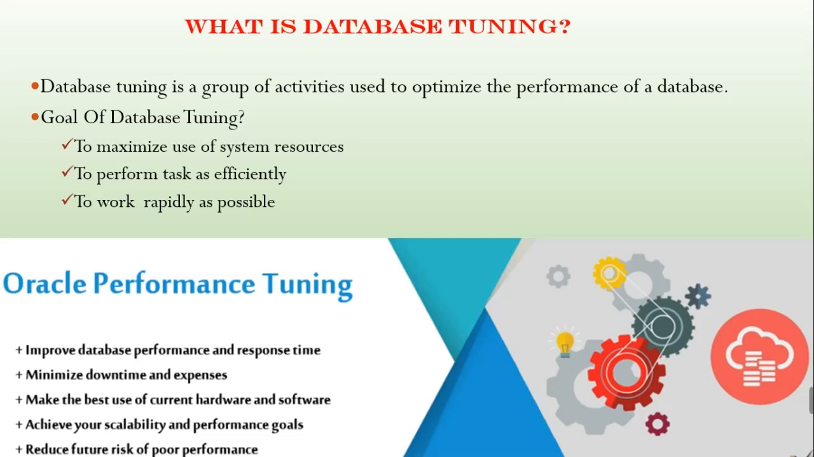What is database tuning? Database tuning is a group of activities used to optimize the performance of a database. The goal of database tuning is to maximize use of system resources, to perform tasks as efficiently and rapidly as possible. Oracle database performance tuning also includes improved database performance under response time, minimizing downtime and expenses, making the best use of current hardware and software, achieving your scalability and performance goals, and reducing future risk and poor performance.